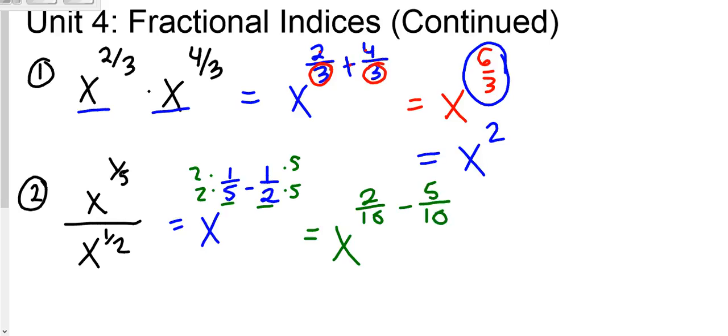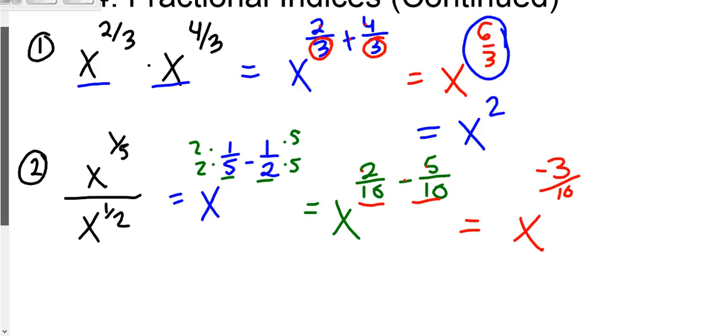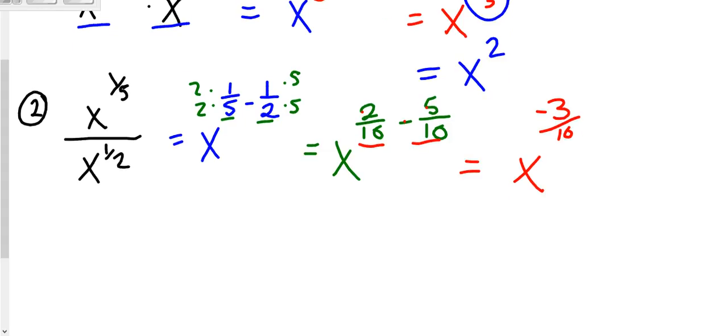Now that we have common denominators, we can combine those exponents. We leave x, 10 will be our denominator, 2 minus 5 is a -3. Now, from our rules of exponents, we know that we can write this negative exponent in the denominator. So our final answer can be written as 1/x to the positive 3/10. And that would be our final answer for that problem.